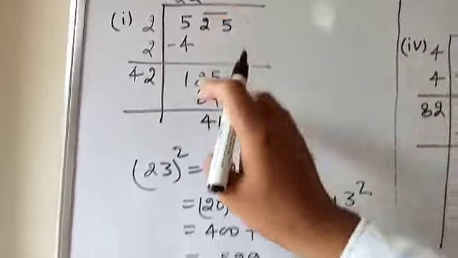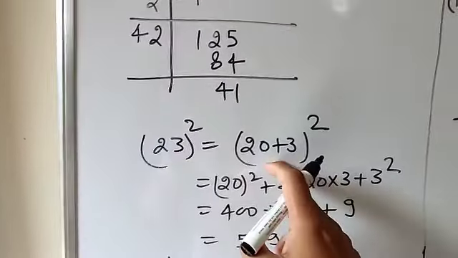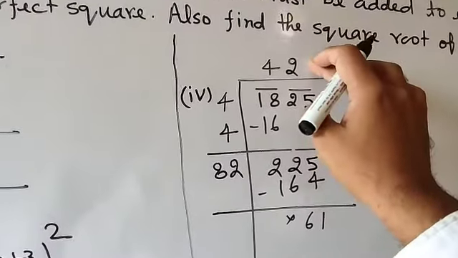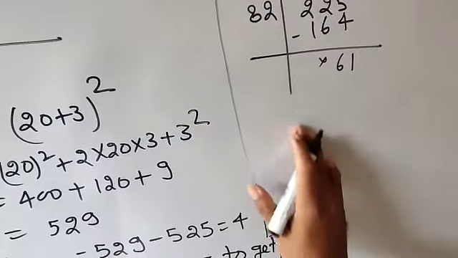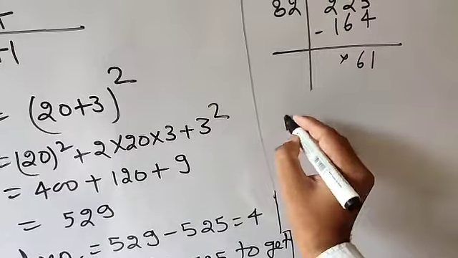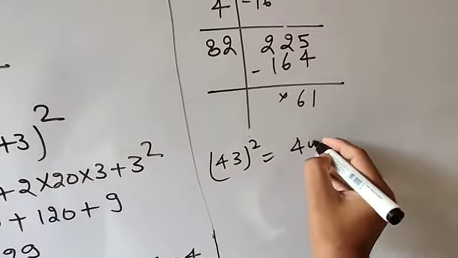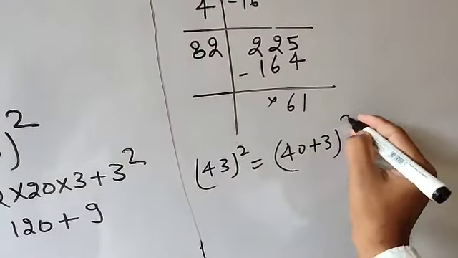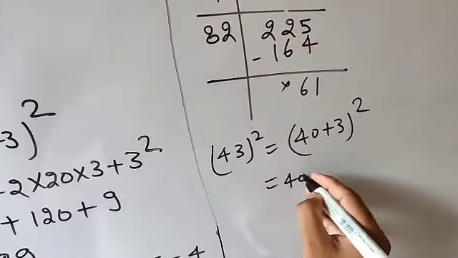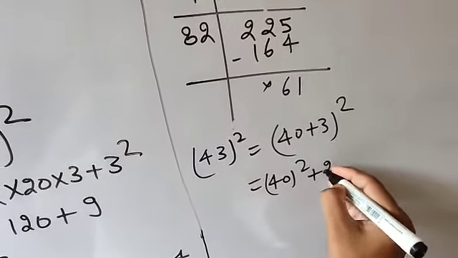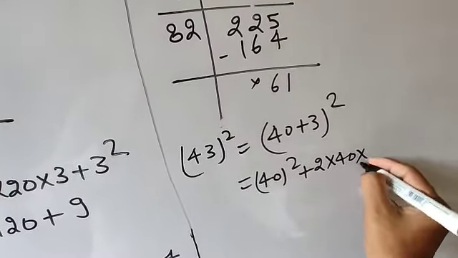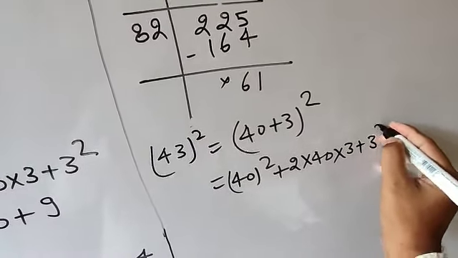If you are going to get 22, then here you have to find the square of 23. If you are going to get 42 here, then here you will get the square of 43. So find the square of 43. So 43 square equal to 40 plus 3 square. It is equal to 40 square plus 2 into 40 into 3 plus 3 square.